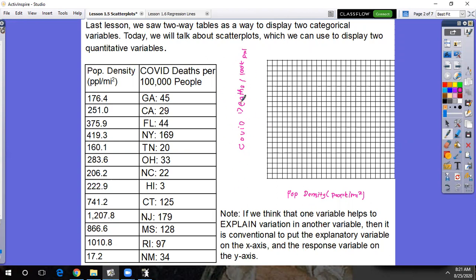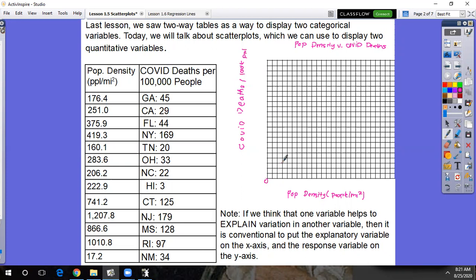So we've got our axes labeled. We also want to give this a title. So I'm just going to call this explanatory versus response variable. Actually, I'm going to shorten it a little bit. I'm going to say population density versus COVID deaths. So we've got our axes labeled. We've got our title. We know that this starts at 0.